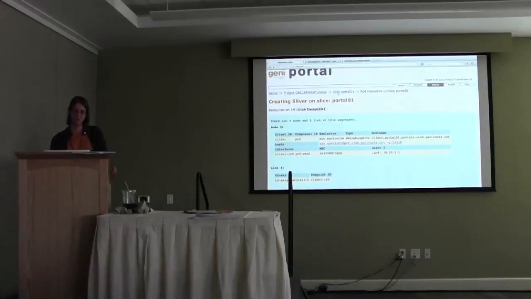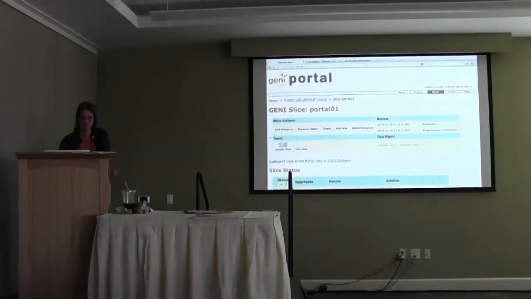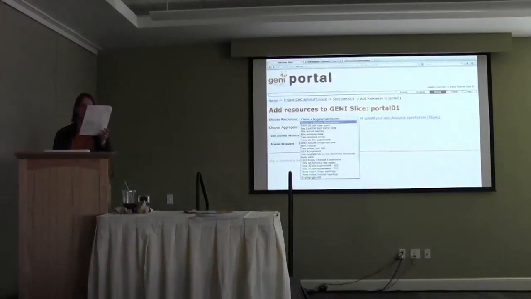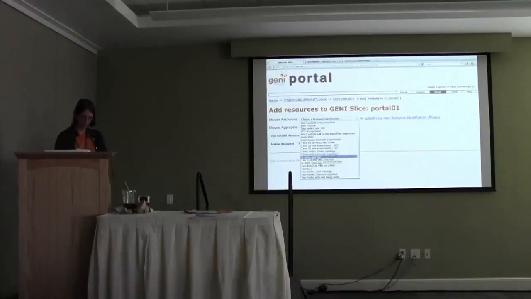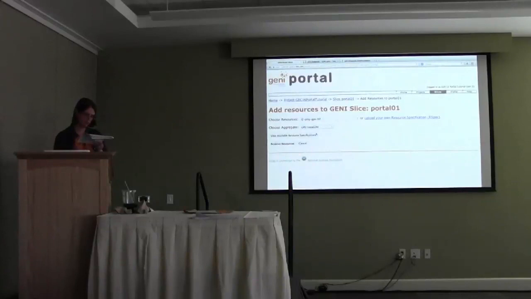Now I'm going to go back. I'm going to click this slice portal 01 link here. It's going to take me back to the slice page. And so I'm going to click add resources again and reserve a second resource. This one's in Massachusetts, but it says GPO because it's in the GPO's lab in Massachusetts. So I'm going to find L2 ping GPO 02, and I'm going to choose GPO InstaGeni, and I'm going to double check. And I'm going to reserve resources, and again, this is going to take a little while.